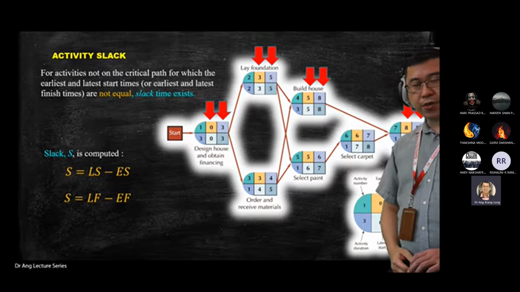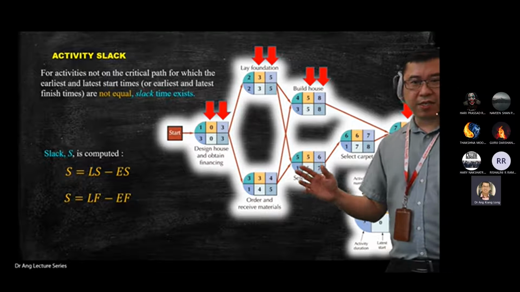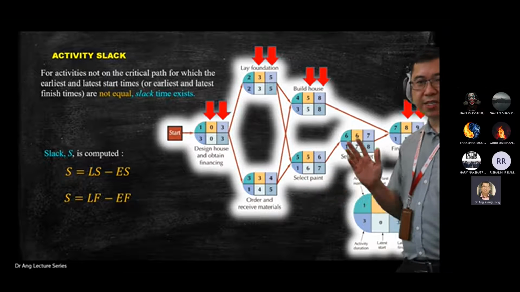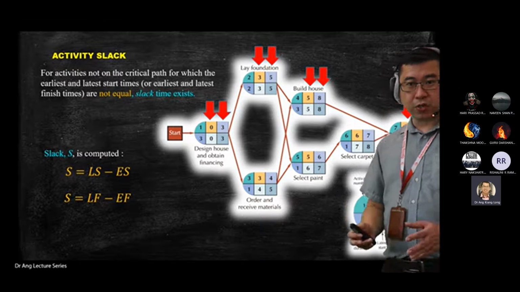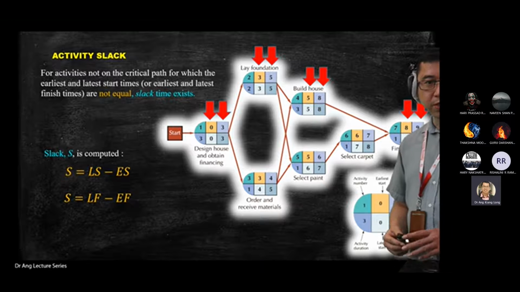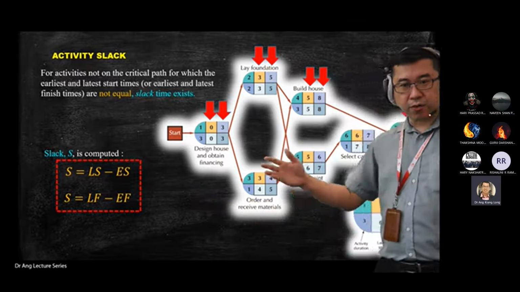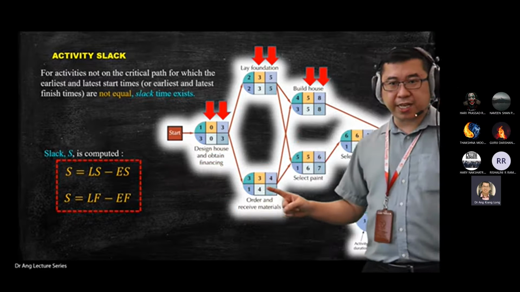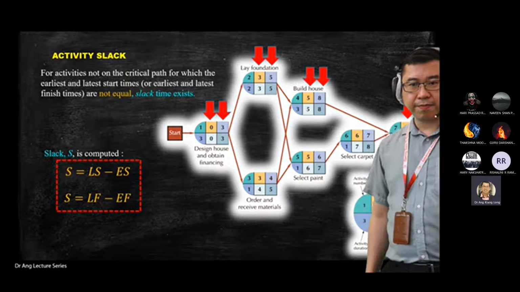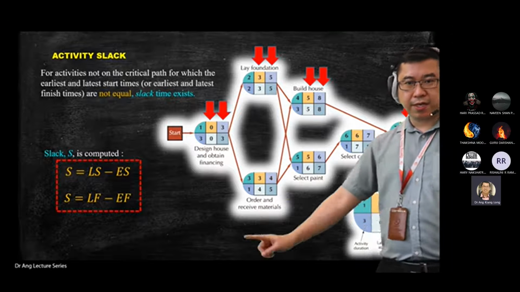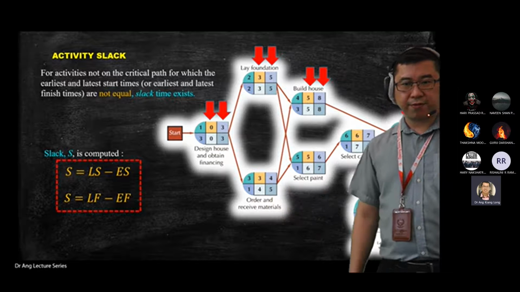The next question you, as a project manager, should answer is: is it really that you have 3 months slack time you can play with? The answer is no. Okay, the answer is no. This is the important equation to find the slack time. Again, slack time: you take LS minus ES, or LF minus EF.